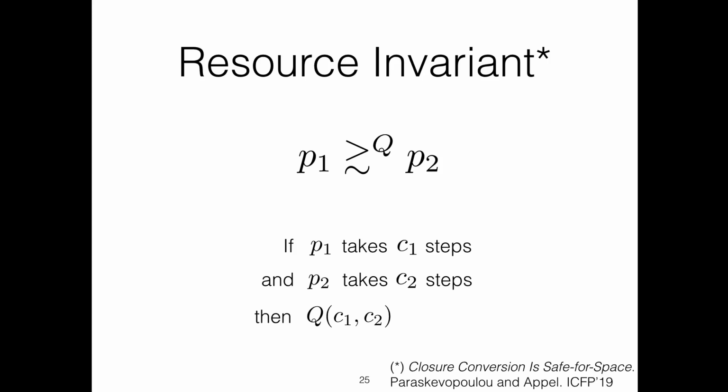In order to show both of these properties, we need to prove that the steps of the source and target programs are related in a certain way. To do that, we parameterize the logical relation with a binary relation of program steps, which is called resource invariant. This lets us impose arbitrary relations on the number of steps of programs that are logically related. In particular, if the programs are logically related with resource invariant Q, and P1 takes C1 steps and P2 takes C2 steps, then Q of C1 and C2 is guaranteed to hold.